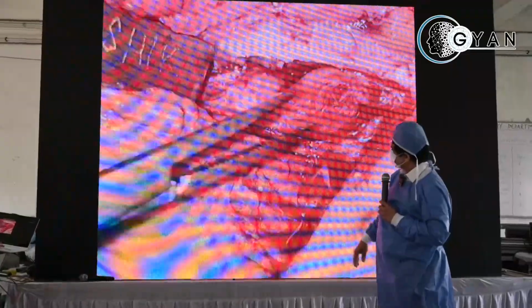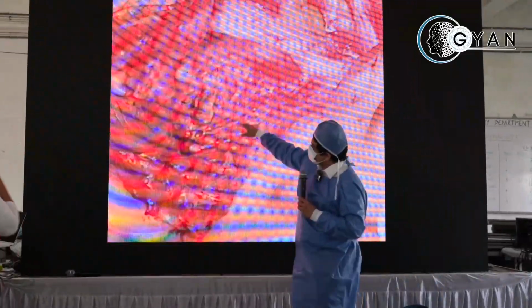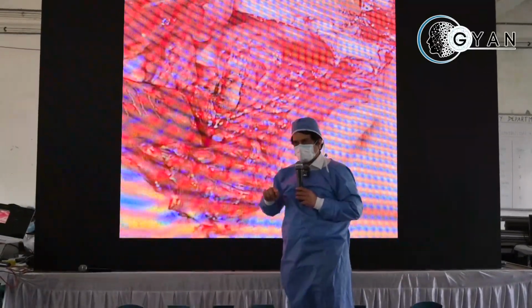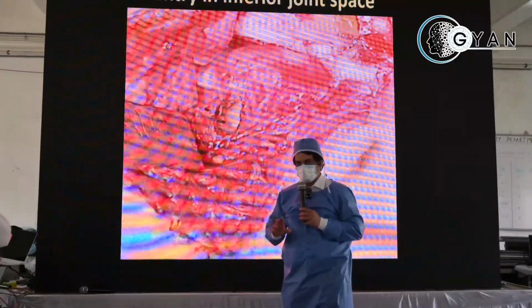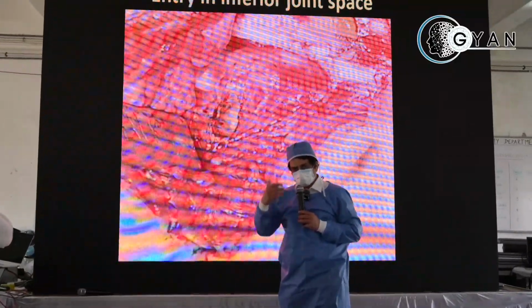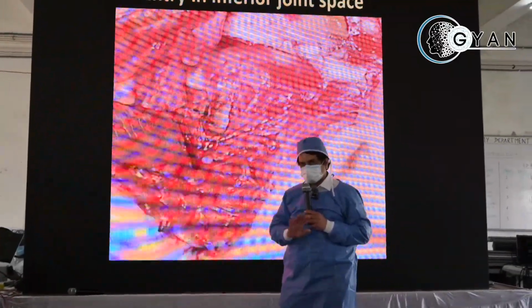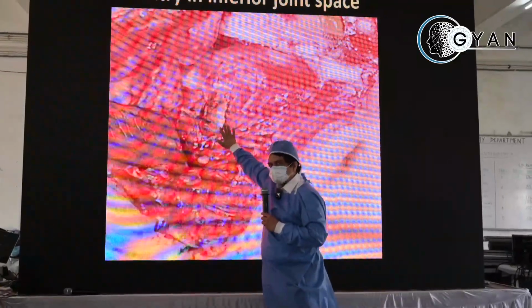Now if you want to go into the inferior joint space, just palpate the neck of the condyle, and remove all the soft tissue from there apart from the capsule, because the soft tissue overlying the capsule has a lot of blood vessels here. So remove all the soft tissue except the capsule, and this part we do with the cautery.